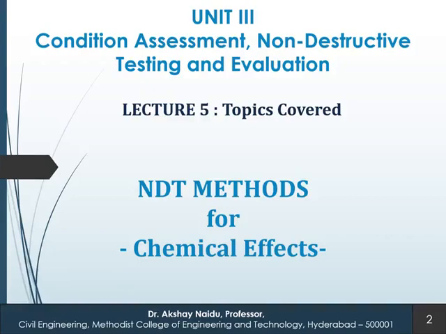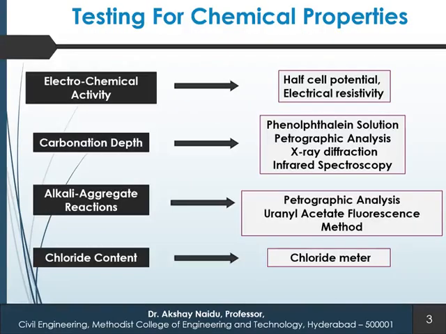So, there, we have to test the concrete for chemical effects. Primarily, the chemical constituent of concrete determines the corrosion of the concrete. In Unit 2, we studied the effects of corrosion and how corrosion is very deteriorating to concrete strength. So, how to measure whether the corrosion is taking place?